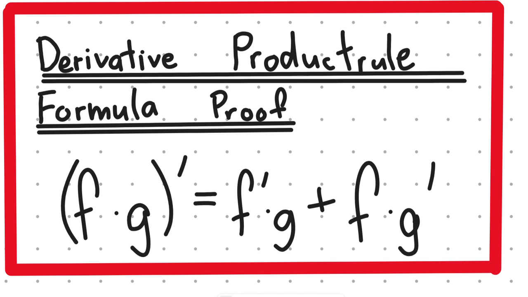In this video, we're going to talk about the proof of the derivative product rule formula. The derivative of the product of two functions f and g is equal to the derivative of the function f multiplied by the function g, plus the normal function f times the derivative of g. So in this video, let's try to prove this formula.